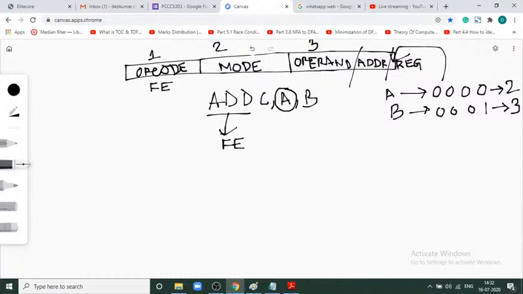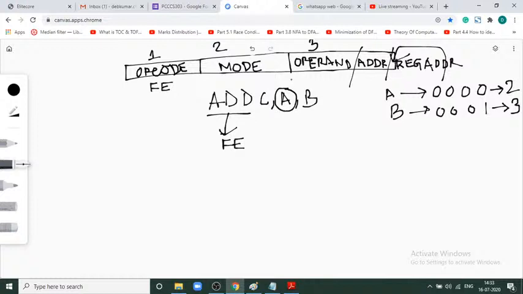Or it can specify the address, but C, A, B, these are not addresses, these are registers. So it may store the address of the register, so a register address can be stored. Now I need to find out what is the address of the A register. The address of the A register is 0000, so I store 0000 to field number 3, and the address of the B register, where my second data used for addition is stored, is 0001, which is also stored in field number 3.